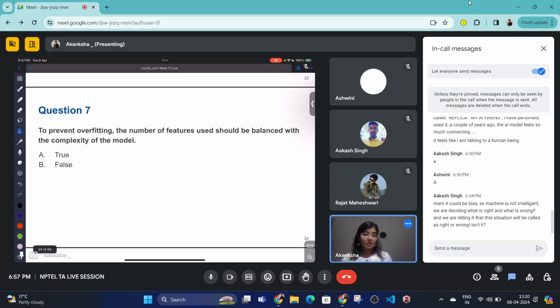Okay, next question. To prevent overfitting, the number of features used should be balanced with the complexity of the model.